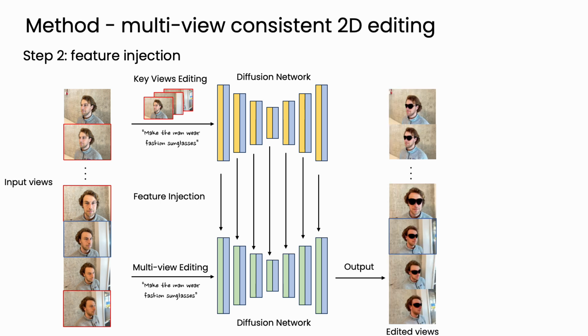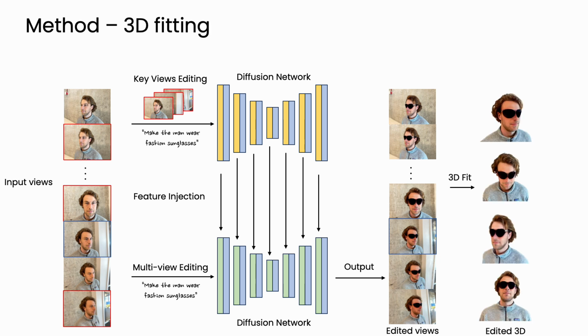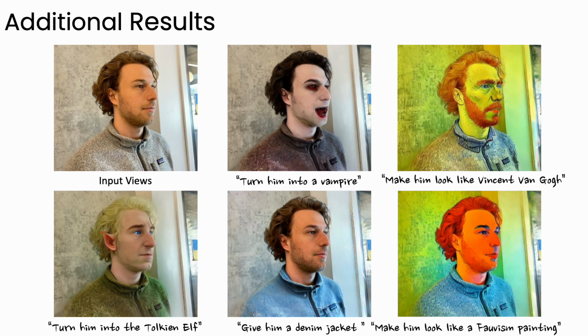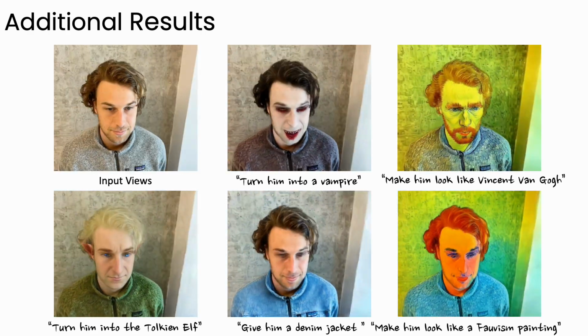After the feature injection, we can then get consistent multi-view editing. Once we get the edited views, we then directly fit the 3D representation to them and get the edited 3D model. Here are some comparisons with the state-of-the-art methods. Our DGE can produce editing results with detailed texture and produce reasonable results given complicated editing instructions. Here are more editing results.